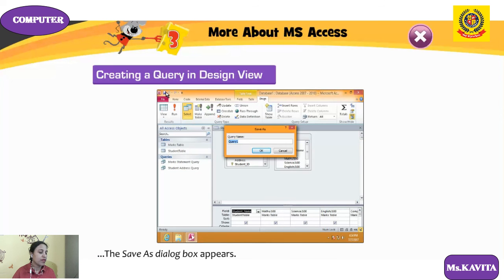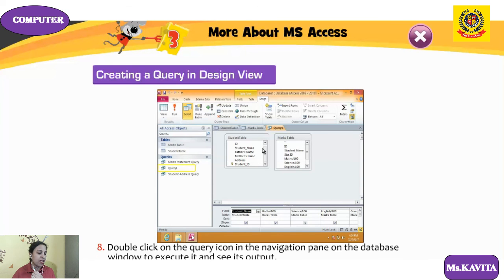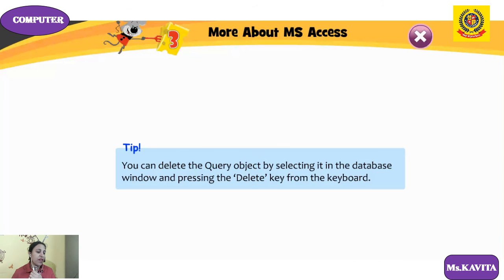Now the save dialog box appears. Type a name for your query. This time give the name query 1, and click on the OK button to save the query. Double click on the query icon in the navigation pane on the database window to execute it and see the output. You can delete a query object by selecting it in the database window and pressing the delete key on the keyboard.